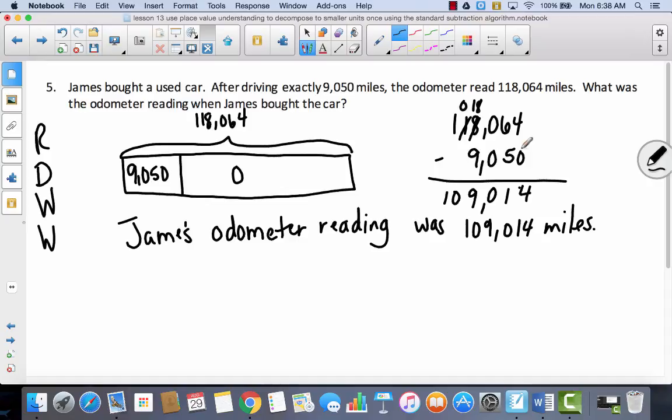When I subtracted, I was unable to subtract in the thousands place, so I had to unbundle in the 10,000s place, which left me with no 10,000s and 18 thousands. When I subtracted, I had 109,014. So James' odometer reading was 109,014 miles. So today we talked about using subtraction. The big difference here is to make sure that you are checking to see that you could subtract in every place value before you begin to subtract, and learning that sometimes you have to unbundle so that you have enough in that place value to be able to take away.